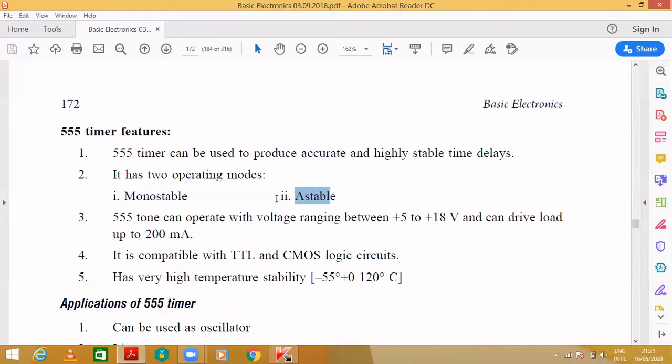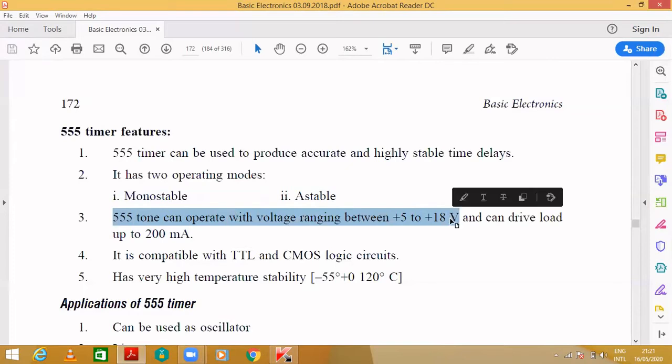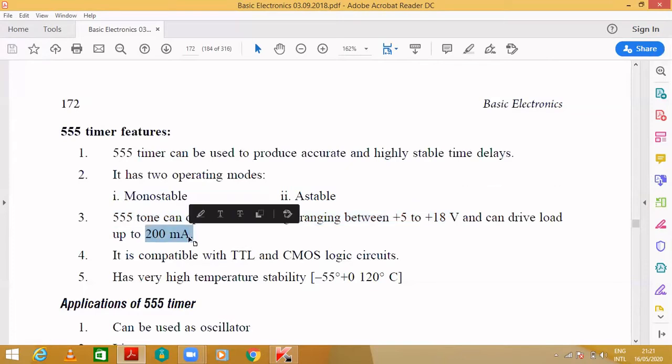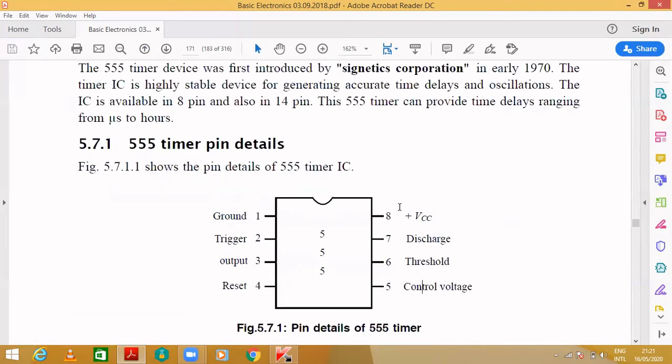Then you can see the 555 can operate over a voltage range from 5 to 18 volts. It can drive a load up to 200 milliamps, as I already mentioned in the circuit. Here you can see it is plus VCC. So we will be using the range from plus 5 volts to plus 18 volts. This is the range where you can use it.